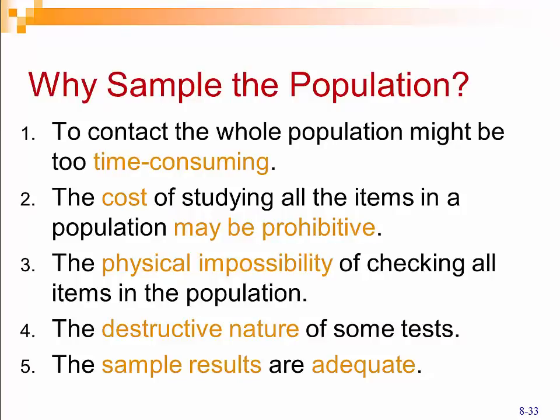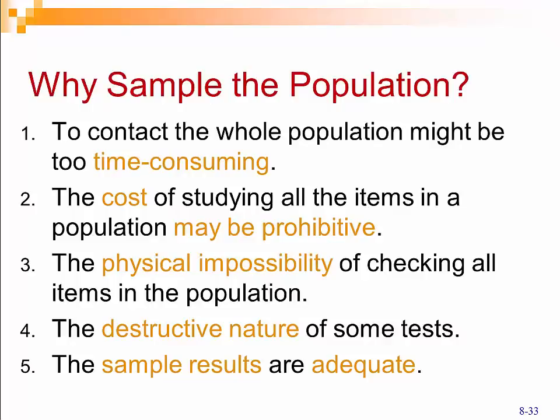And number 5, we haven't really discussed in too great a detail, but we did mention it briefly, that the sample results are adequate. It's been found statistically over time that the results we get by proper sampling methods are close enough to the actual population results that it's not worth it to do the population, even if you could afford to do it, and good appropriate sampling is sufficient.